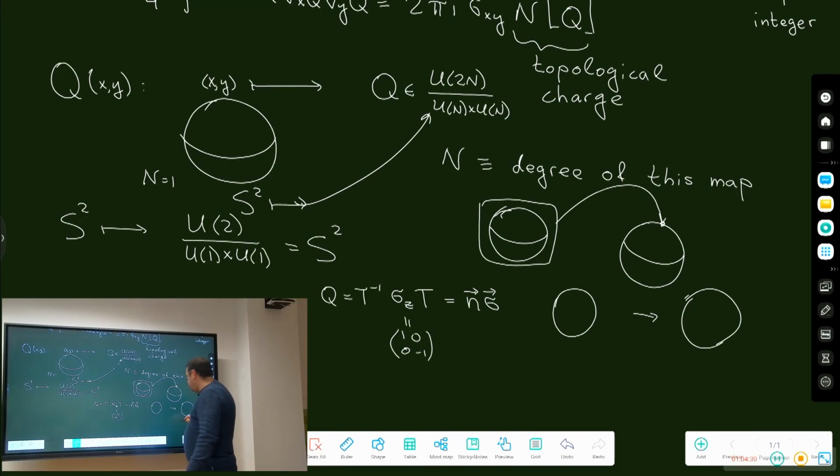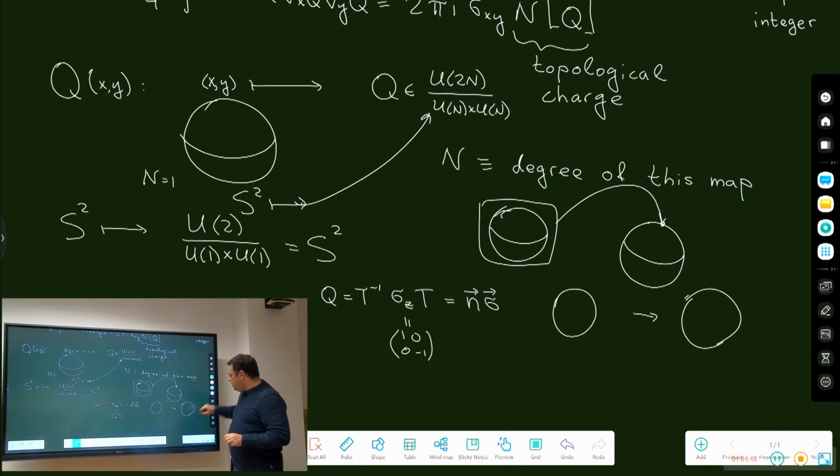Circle onto a circle. It's the same story. If we map the whole circle into a single point, this is a map of degree 0. If we map a circle into a circle, 1 to 1, it's a map of degree 1. And actually we can map a circle into a circle with any winding. So as we go around this circle, we can go 5 times around this one, or minus 5 in the opposite direction. So it's the same story.